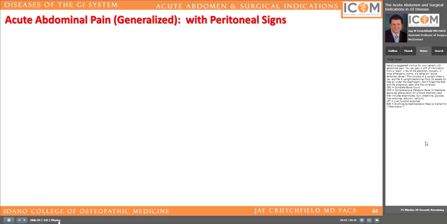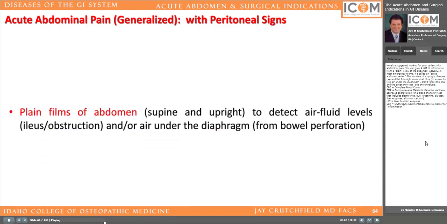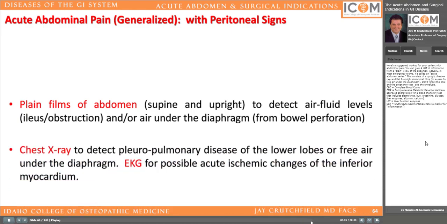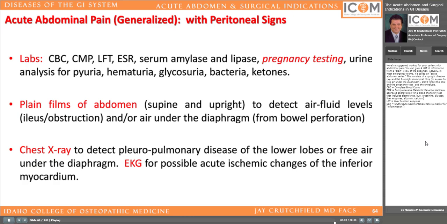Here's a suggested workup for your patient with abdominal pain. You can gain a lot of information from a plain x-ray of the abdomen. Actually, in most emergency rooms, it's called an acute abdominal series. We talked about this earlier, consisting of an upright chest x-ray and a flat and upright abdominal film to assess for free air under the diaphragm, i.e. a perforation. Don't forget the EKG, and if appropriate, don't forget the pregnancy test and the urinary analysis.